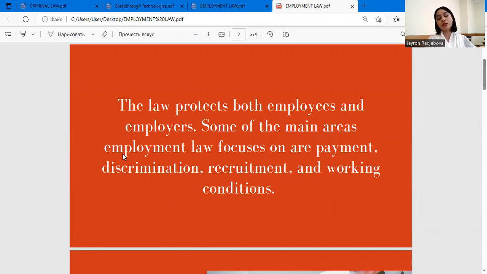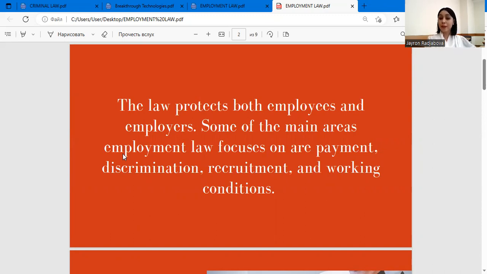The law protects both employees and employers. An employee is a person who works for somebody. An employer is a person who hires people to work for them. An employer can provide people with jobs and give them a salary. Some of the main areas employment law focuses on are payment, discrimination, recruitment, and working conditions. Mainly these four sectors can cause problems.